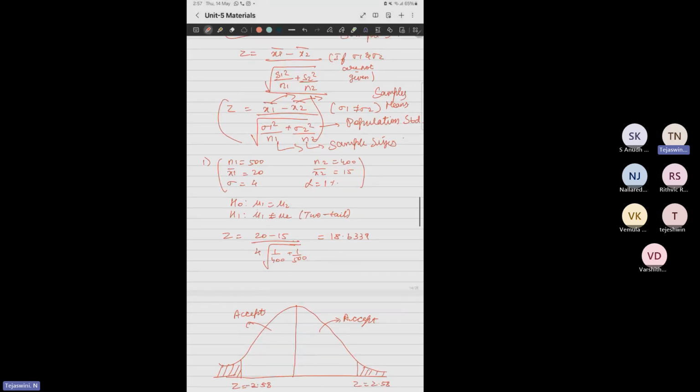Then we have to make the hypothesis. For difference of mean, the null hypothesis would be mu1 is equal to mu2. The alternative hypothesis will be mu1 is not equal to mu2, or mu1 is less than mu2, or mu1 is greater than mu2.